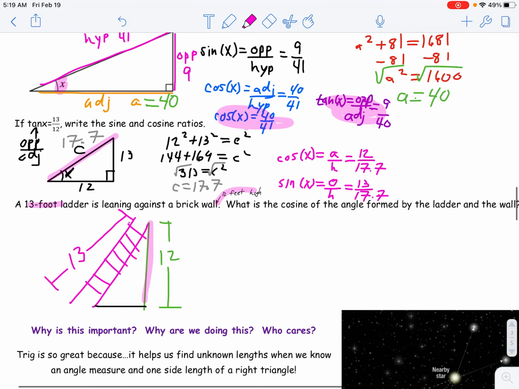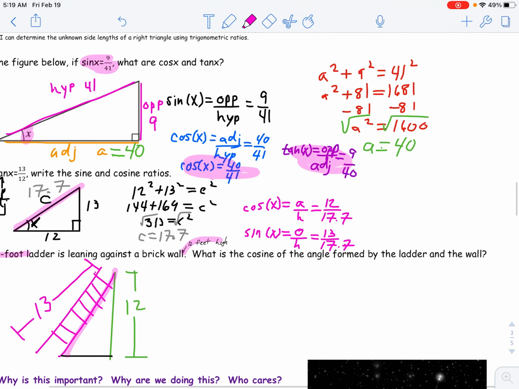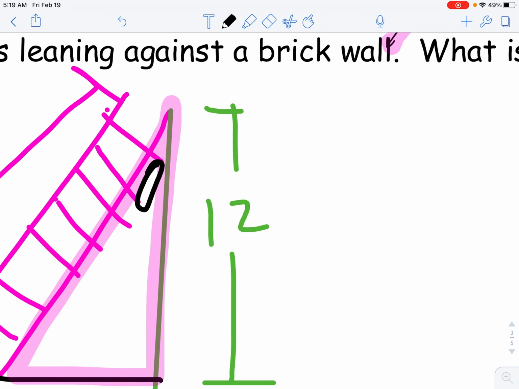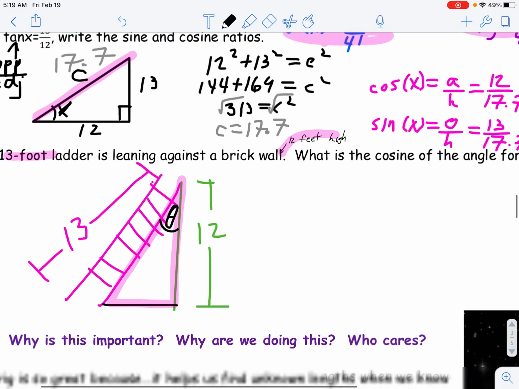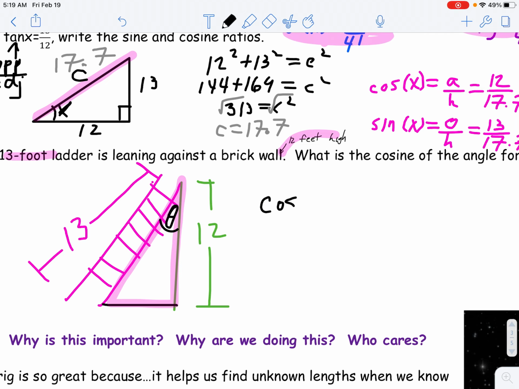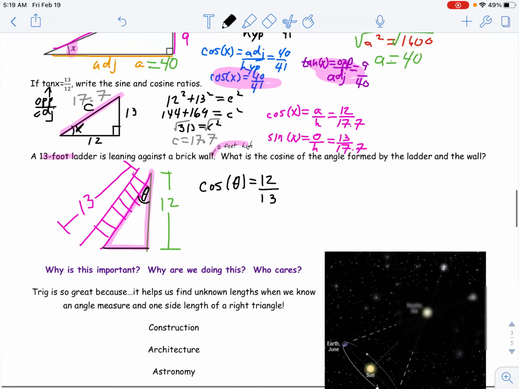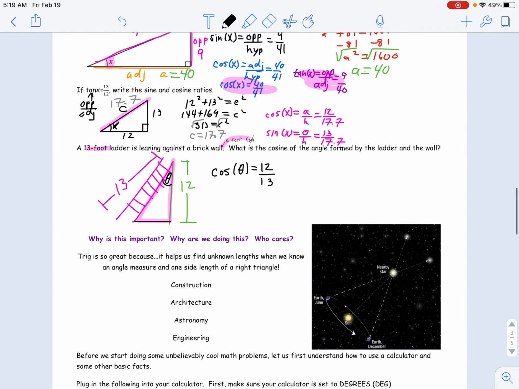So analyzing this, we got this right triangle here. And then I want theta. We haven't used theta in a while. Theta. We want that angle right there. So cosine of theta is just adjacent 12 over hypotenuse 13. And that's all you'd have to do for this problem.